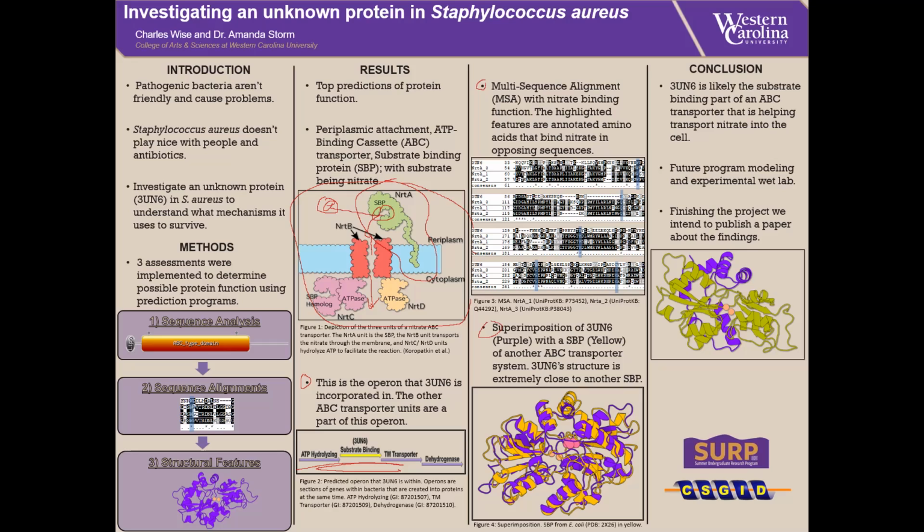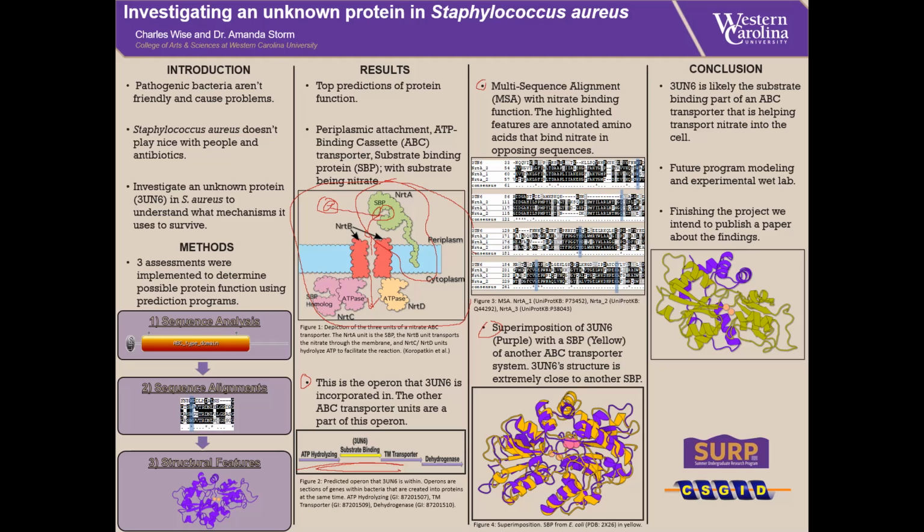This third image here is a superimposition of our protein against a known substrate binding protein, another ABC transporter system. Our protein is in purple and the opposing is in yellow. This is showing that they are very likely similar. Doesn't mean that they are the same in function, but this is likely the substrate binding portion of that ABC transporter and not something else like the ATPase or the transmembrane transporter.